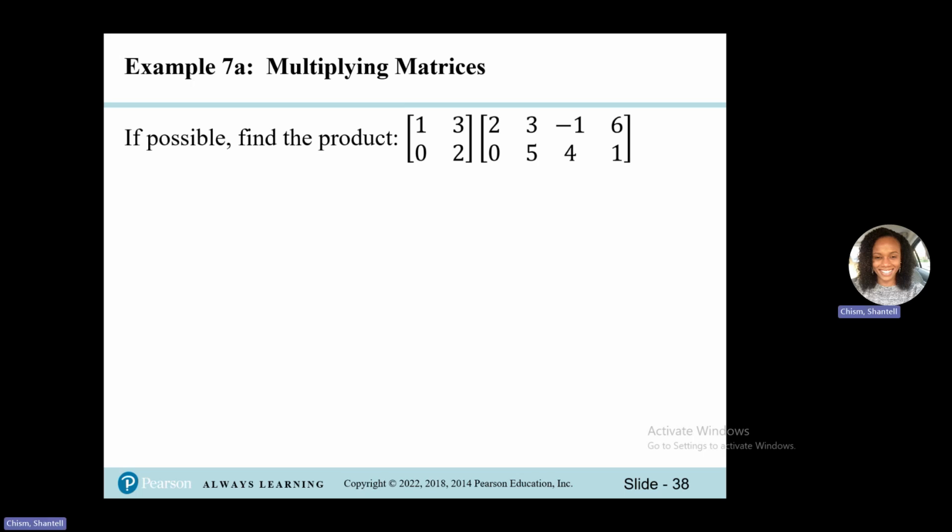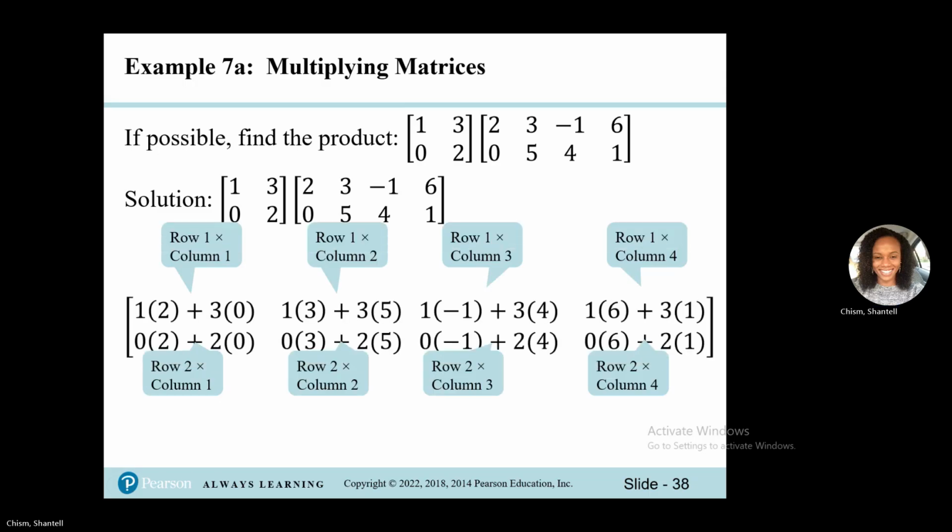Here's an example. If possible, find the product. Now this is a 2 by 2 and this is a 2 by 4. So yes, you can multiply these. It's going to be a bigger matrix, but the number of columns here matches the number of rows here. So it ends up being a 2 by 4. The final product would be a 2 by 4.